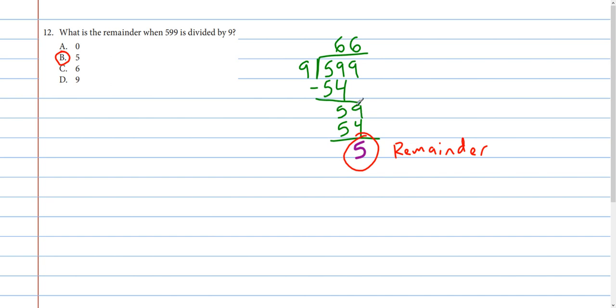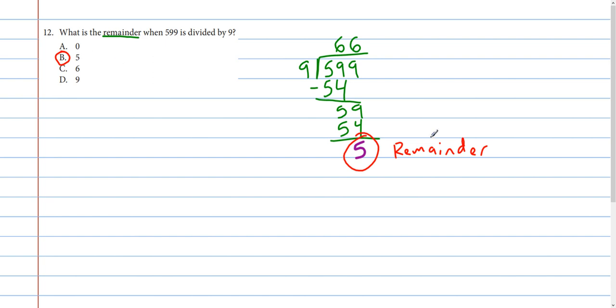And we have the same exact number again, so we're going to get 6 again. 6 times 9, we get 54. And again, we get 5. And now there's nothing left to bring down. So this is our remainder of 5. And that's what they're asking for. What's the remainder? And that would be answer choice B.